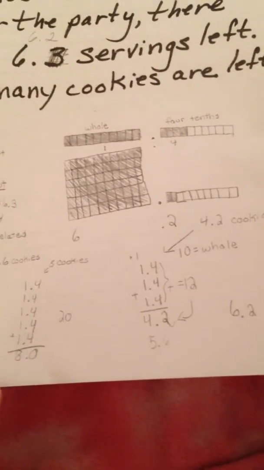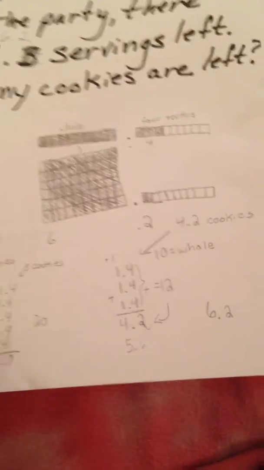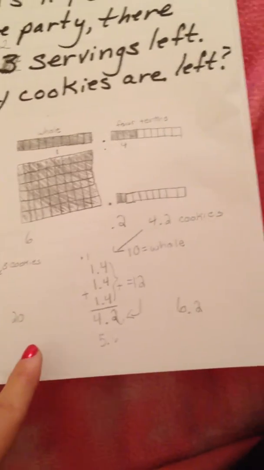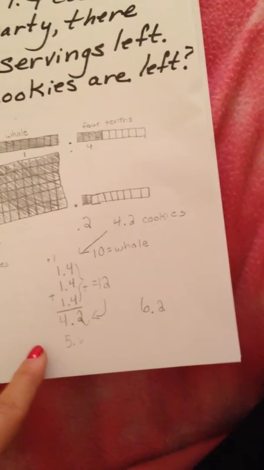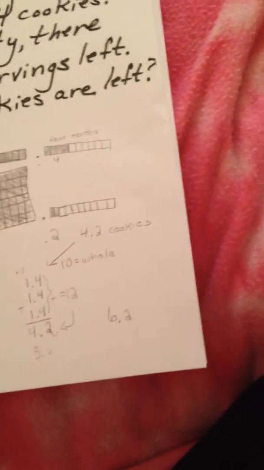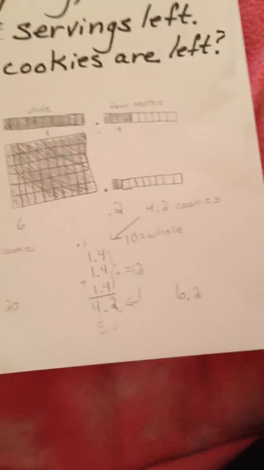And then she added 1.4 5 times and got 8 cookies. And then over here added 3 and got 4.2. So here she's just trying to figure out how many of these can add into a whole number.